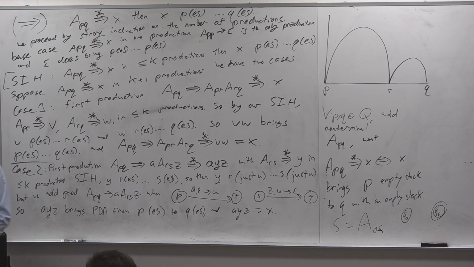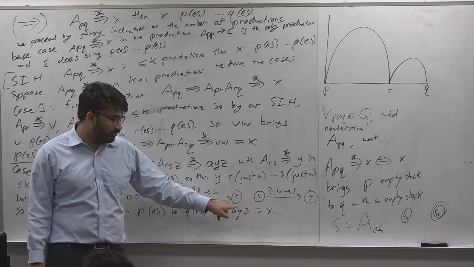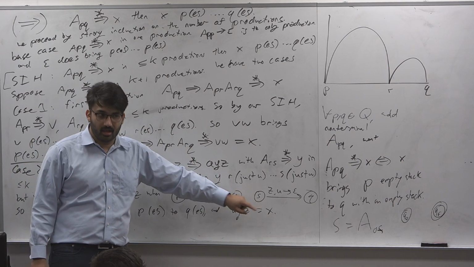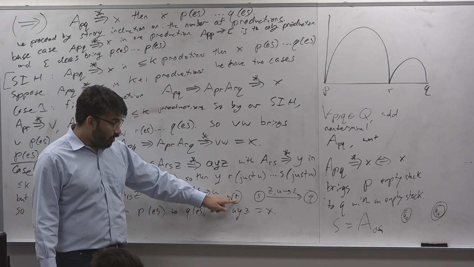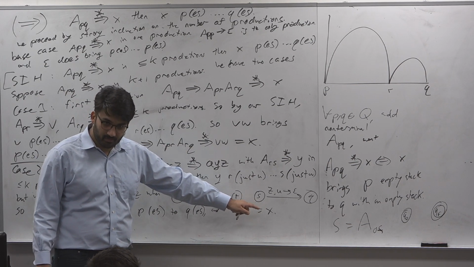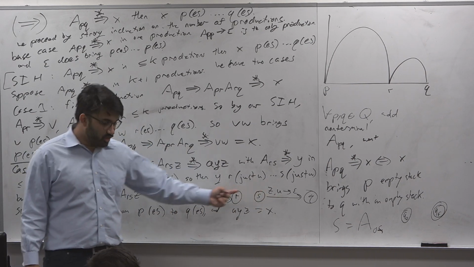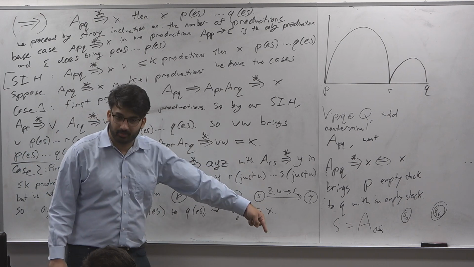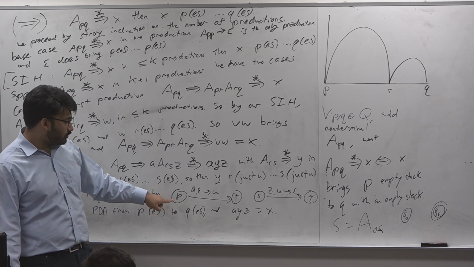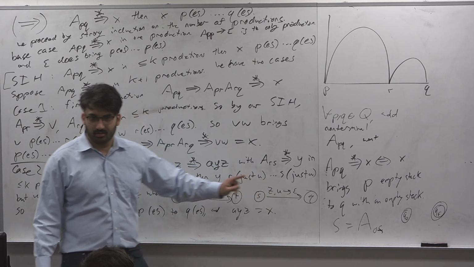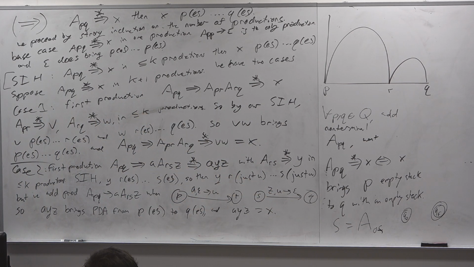Done. So this string X brings the PDA from state P empty stack to state Q empty stack because a string Y exists to bring the PDA from state R empty stack to state S empty stack, and that same string will bring the PDA from R with just U in the stack to S with just U in the stack. Then we see that this computation exists where we push the U and then we pop the U. So definitely AYZ goes from P empty stack to Q empty stack. Done. Questions on this induction proof with two cases?